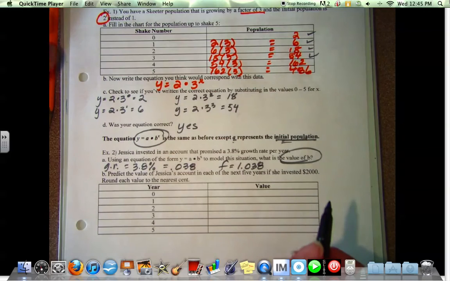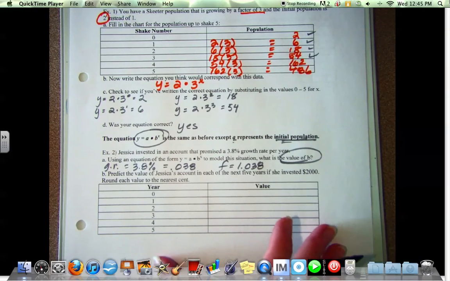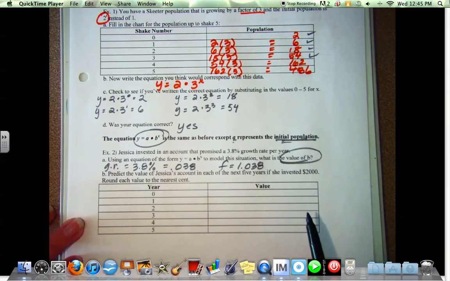All right, part B asks us to predict the value of Jessica's account in each of the next 5 years if she invested $2,000. Round each value to the nearest cent. So for year 0, what's my initial value?